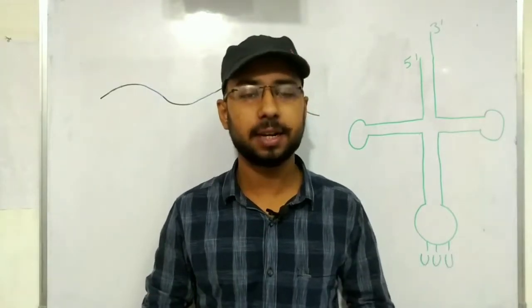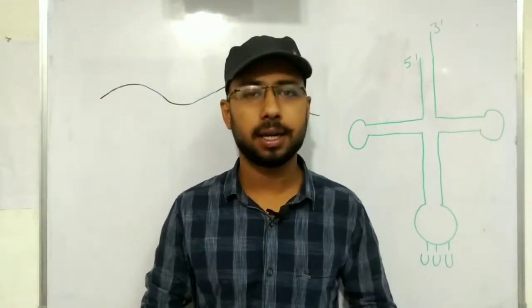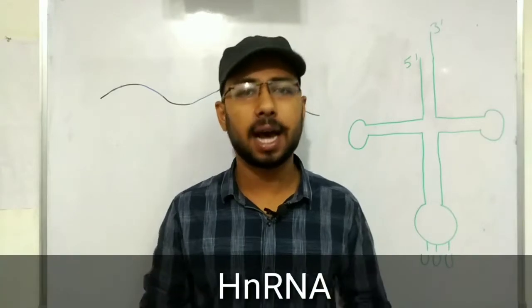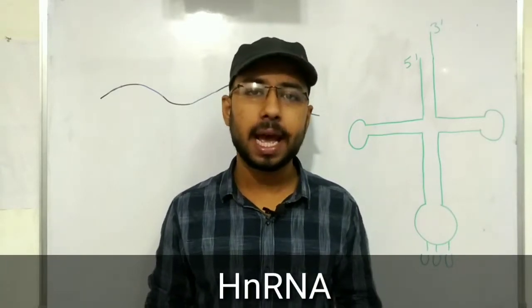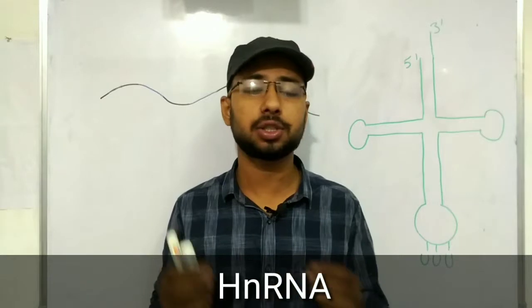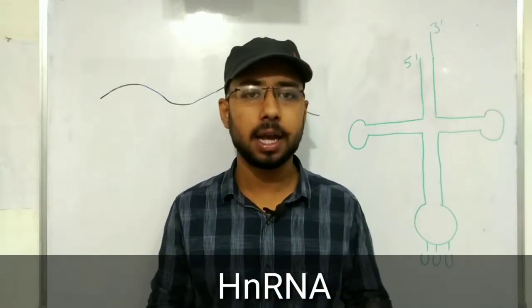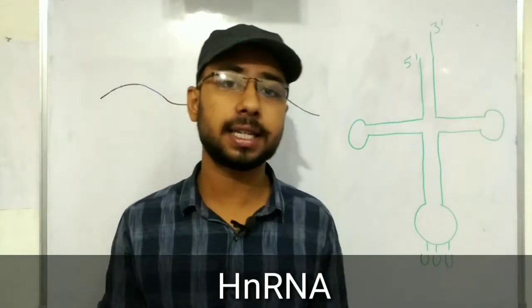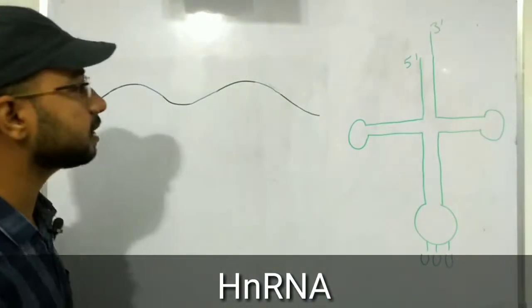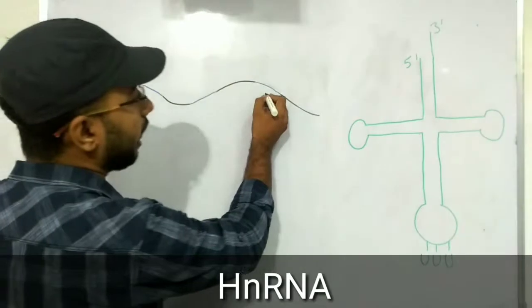So let's get started with point number 1, or type 1, that is HnRNA. What is HnRNA? HnRNA is heterogeneous nuclear RNA. Why is it known as heterogeneous nuclear RNA? Because it contains heterogeneity in its complex, as it contains introns as well as exons.